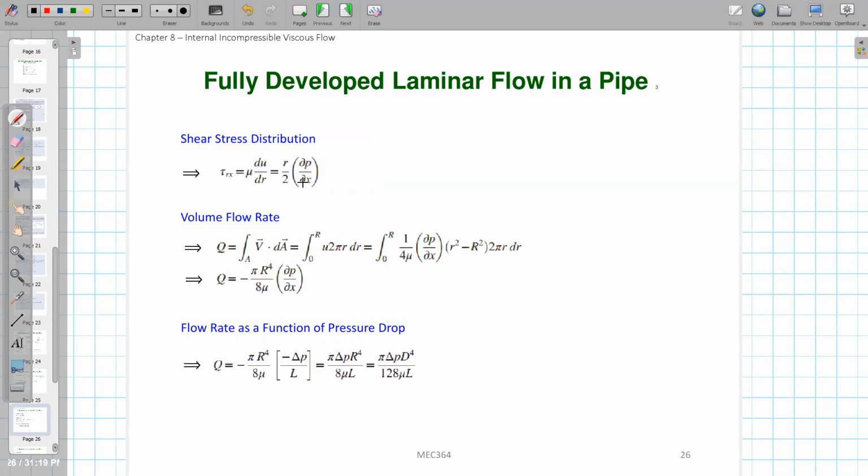And also we can calculate the volume flow rate, integrating the velocity over dA, and remember this dA will be 2 pi r dr for the cylindrical coordinate in the r direction on the cross-section. So this 2 pi r times dr gives you the area. You substitute the u value into it and do the integration, and the final result shows what the volume flow rate will be.